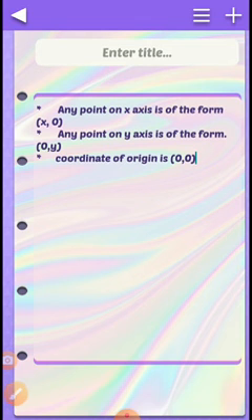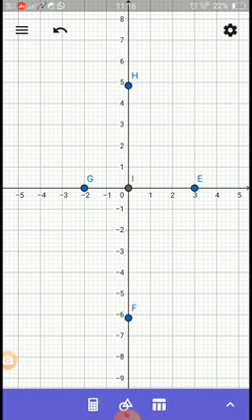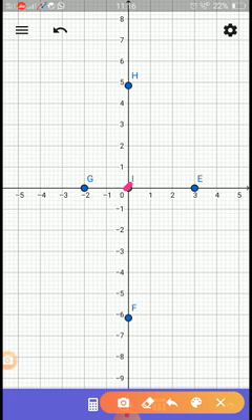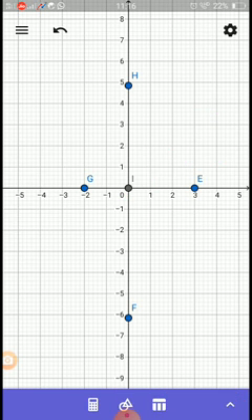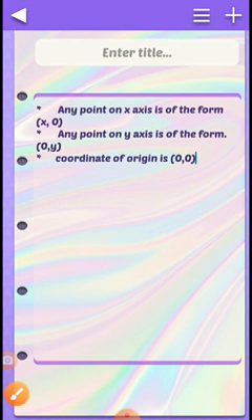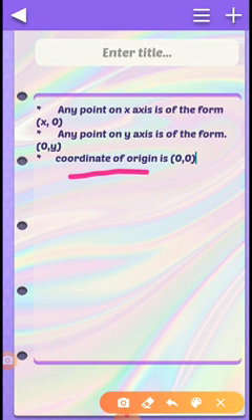The coordinate of the origin is always 0, 0. See, for the origin, the x coordinate is 0 as well as the y coordinate is 0. So the coordinate of the origin is always 0, 0. This is the important one. This one is important. Most of the time this question is asked.